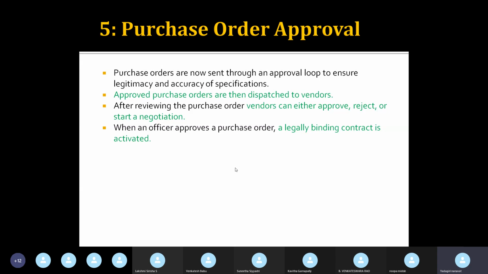When an officer approves a purchase order, a legally binding contract is activated. Once the vendor has accepted the purchase order, the legally binding contract will be activated. The terms and conditions, what the price will be, and at what time we have to deliver the goods, and everything.